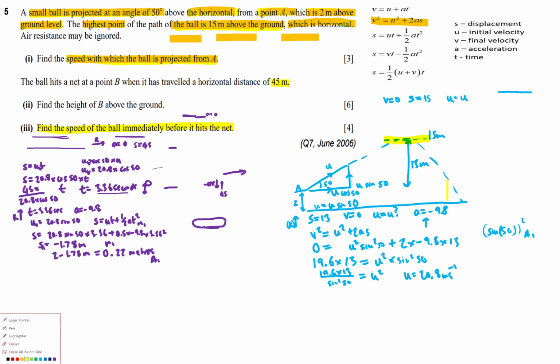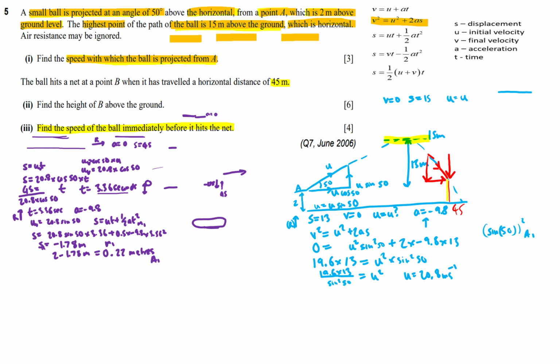Now part 3 is a skill you might not remember, so let's do this in red. Now it says find the speed of the ball immediately before it hits the net. So in the last question at 45 meters, which we're just going to say is here, it's asking what the speed is as the ball travels down here as it's about to hit the net. Now if you think about it, if we can get the vertical speed and the horizontal speed, we can use Pythagoras' theorem.